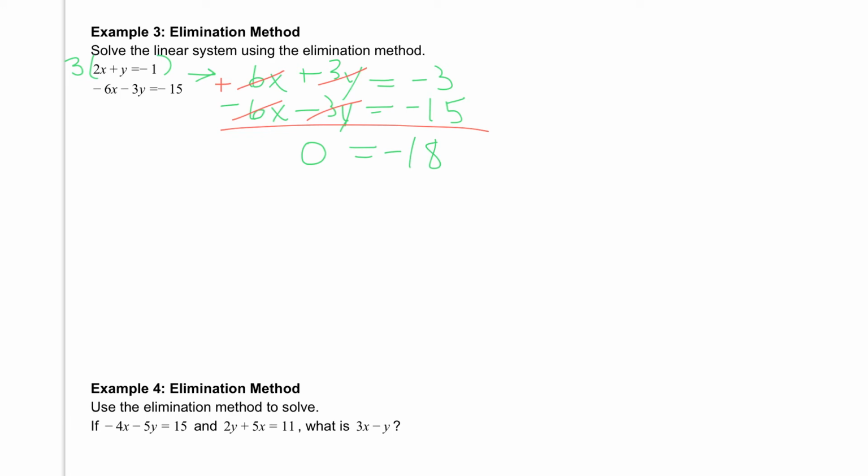In this case, all my x's and my y's are gone. There's no more variable left. Since the variables are all gone, I'm looking at the statement that I have. Is 0 equal to negative 18? And the answer to that is no, which tells me that I have a case of no solution.